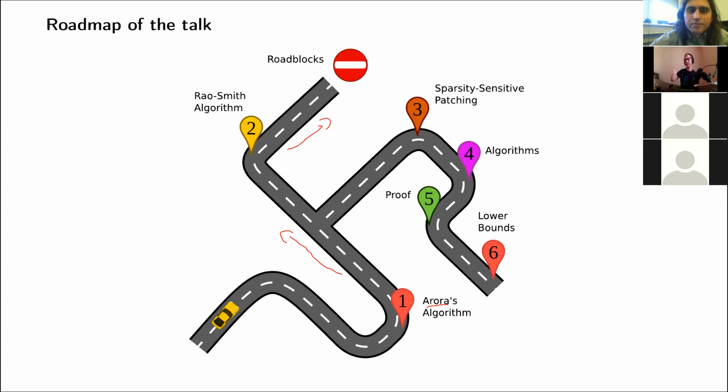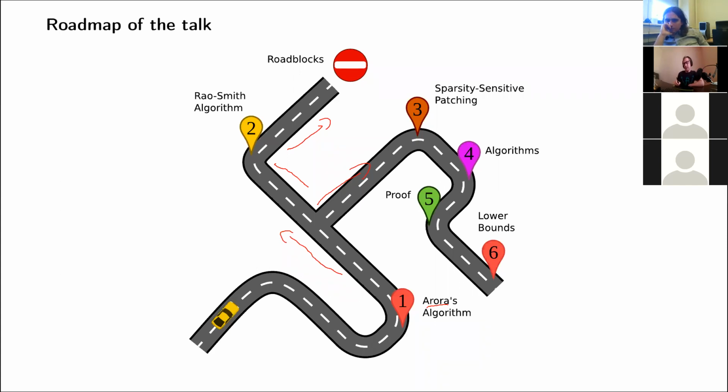We really tried to look underneath the Rao and Smith algorithm and slightly get rid of the log 1 over epsilon time algorithm, but it's really hard to get below this running time using their techniques. So at the end, what we have done is go around it and go back to the original Arora's algorithm, and we introduce this new sparsity-sensitive patching technique, which basically has nothing to do with the Rao and Smith algorithm.